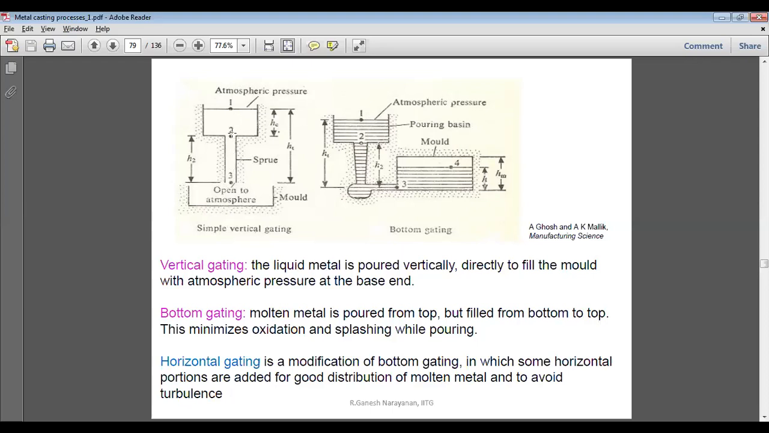The first point is atmospheric pressure. The second point is the middle of the molten metal, from where the sprue starts, and the third point is where the sprue ends and the well starts. This is the third point, and this is the horizontal part of the gating elements, called the runner. And then we have the fourth part, which is the mold or the actual cavity into which the molten metal has to enter.